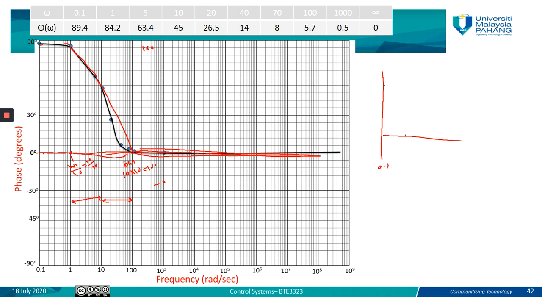until 1. This is point 1, so it will still stay at 90 until 1. Then from 1 to 100, it will go with a drop of negative 45 degrees per decade. From 100 to infinity it will go to 0. So this is how the Bode plot for the phase for the overall system will be. Okay, so this is for the phase.